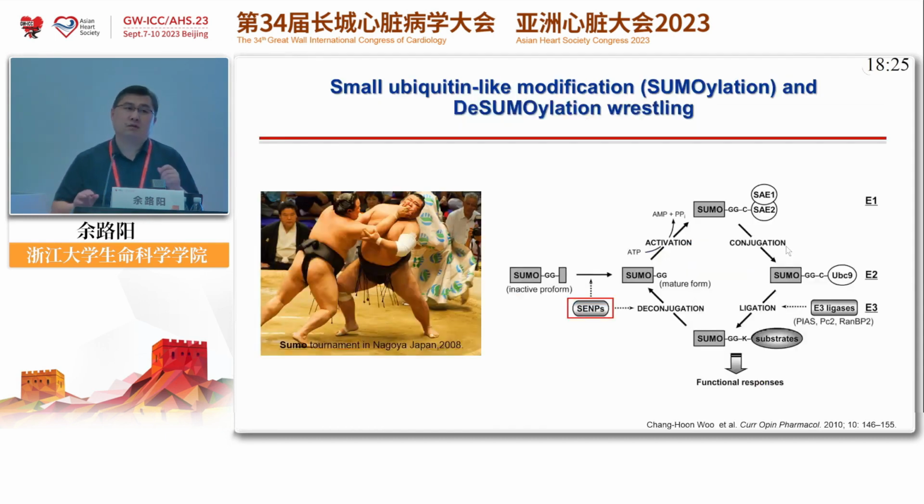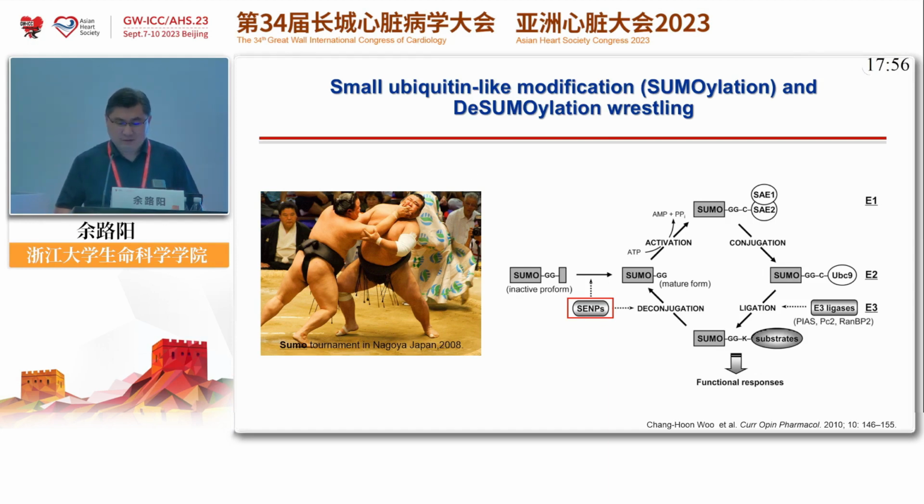So what is SUMO? If you go online to search SUMO, you will find most pictures like this. Yes, this is the name of the traditional sport in Japan. For the PTM, SUMO's full name is small ubiquitin-like modifier, and it shares a kind of dynamic switch like the sport. That means SUMOylation and deSUMOylation are both equally important for its functioning.